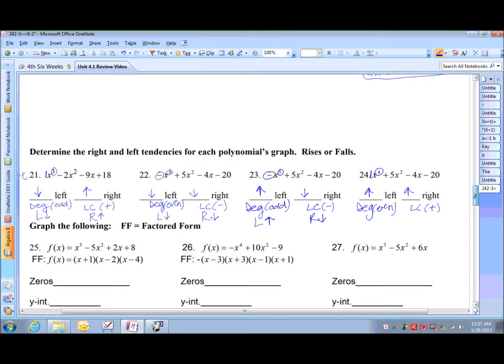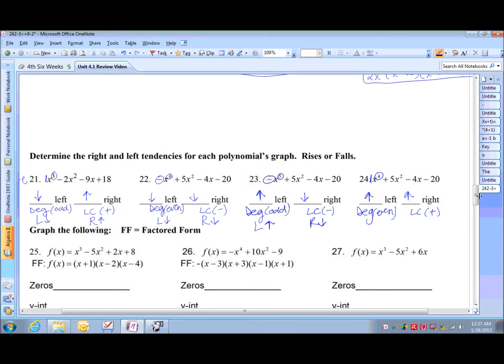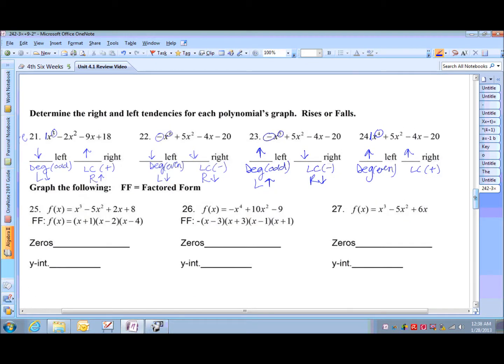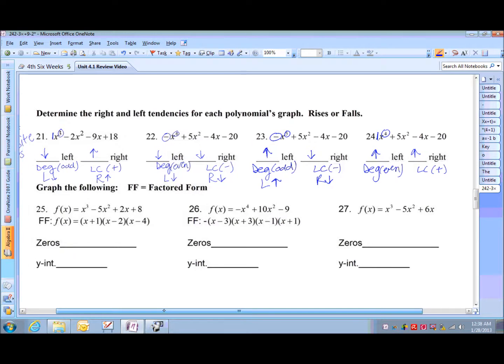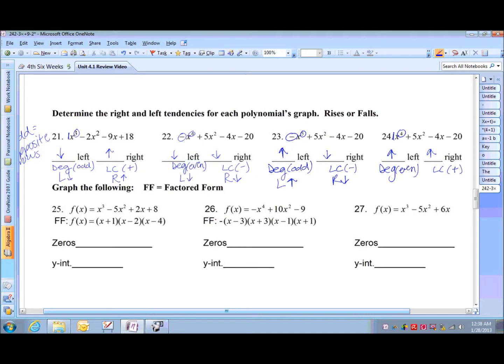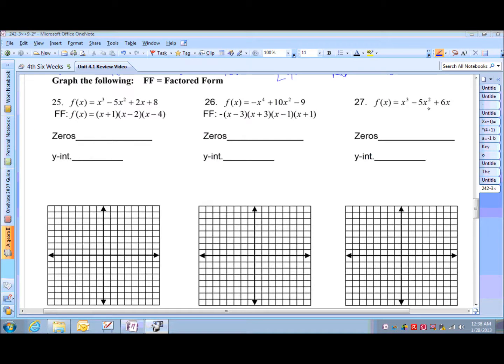Okay, so remember, when you're looking at the left and right tendencies, always look at the right first. If the leading coefficient is positive, the right's going to rise. Then if the degree is odd, it's going to be an opposite, okay? If the leading coefficient is negative, then the right is going to fall. And if the degree is even, it'll have the same tendency as the right. So you're going to look at the leading coefficient first and then the degree. Okay, let's move on to some actual graphing problems.